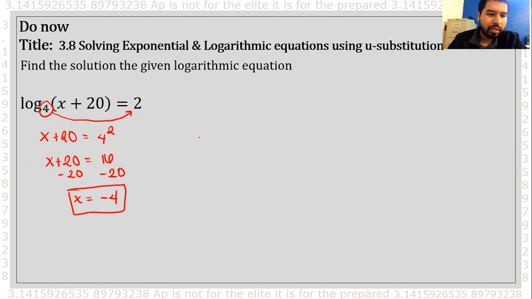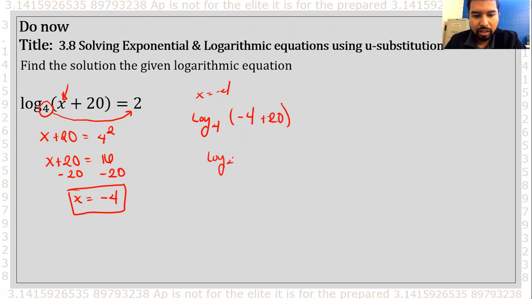So for this, we're going to evaluate when x equals negative 4. So I have log base 4 of negative 4, right? Because I'm substituting it here, plus 20. And we're going to find out if this log is indeed defined, if we're able to evaluate it. In this case, yes, we can find the log base 4 of 16, and indeed it does give us the 2. So that worked out.